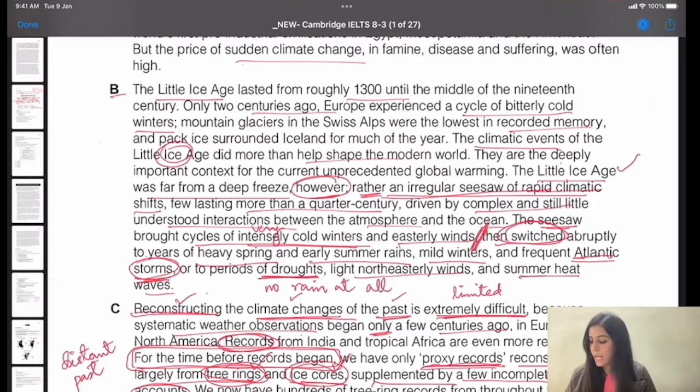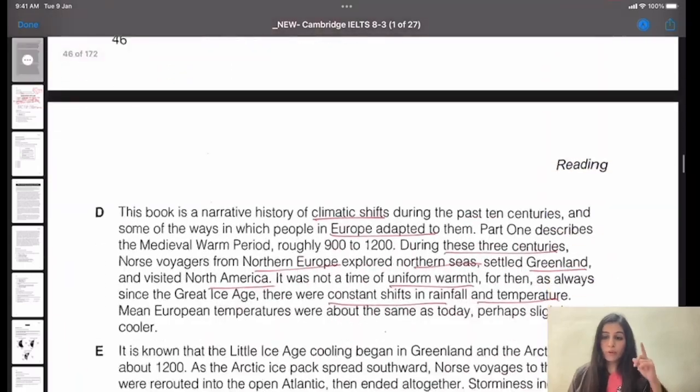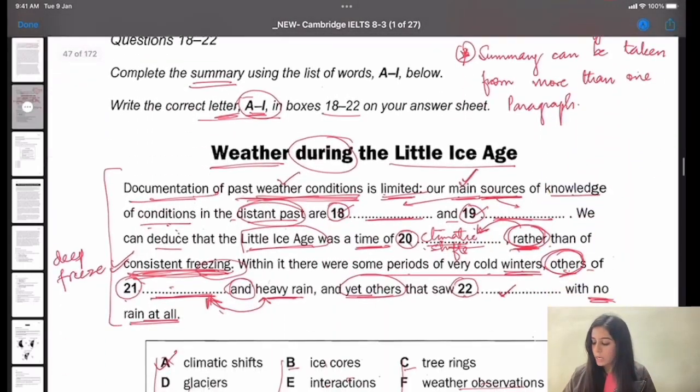Light northeasterly winds and summer heat waves. Summer heat waves, please remember that. So summer heat waves are the conditions which occur when there is no rain at all. So the answer here would be heat waves. You have to match it with the next part, right? So heat waves with no rain at all. We cannot say storms with no rain at all. That does not make sense, right? Storms are accompanied by rain most of the time, so this will not be the answer in any case. It would be heat waves, because that's what is not accompanied by rain at all. And here the answer would be storms. Okay, storms and heavy rain.